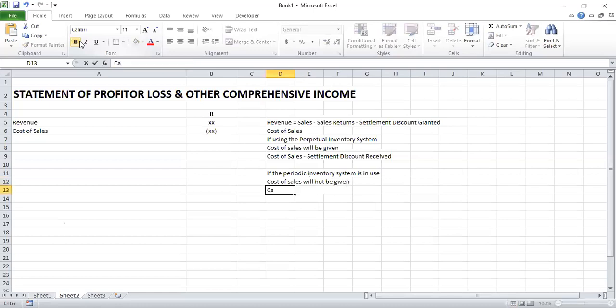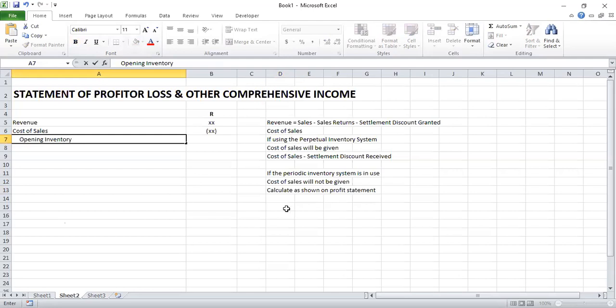Then calculate cost of sales, as shown on the profit statement. So I'm going to show the calculation on the profit statement. Right, to calculate our cost of sales, we would start with opening inventory. Our opening inventory, this is the inventory at the beginning of the period.